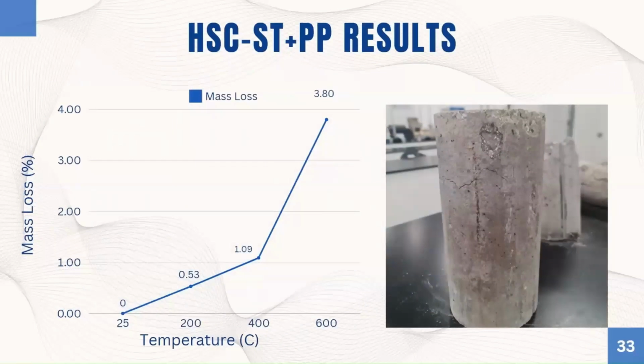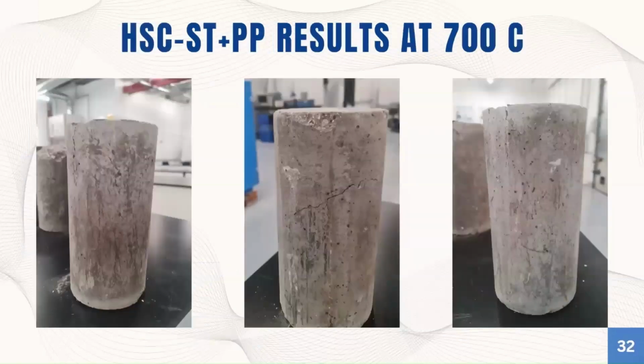When we present the mass loss values, we could see that we are only achieving 3.8% maximum mass loss. This mass loss is due to the failure of concrete cover and evaporation of water from the concrete caused by the exposure to elevated temperature. The following figures present the samples after being exposed to 700 degrees Celsius.